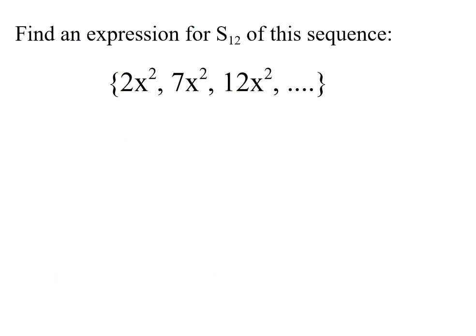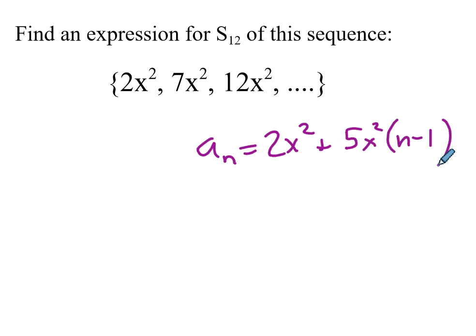Ooh, tricky, tricky, tricky. Find an expression. So we're not going to have a numerical answer here. Our answer is going to have x's in it. For S12 of this sequence, 5x squared, 7x squared, 12x squared. So my AN is going to be my A1, my common difference here is 5x squared times n minus 1. So I'm writing my explicit formula first. Then I'm going to find my AF, that's A1 really here.